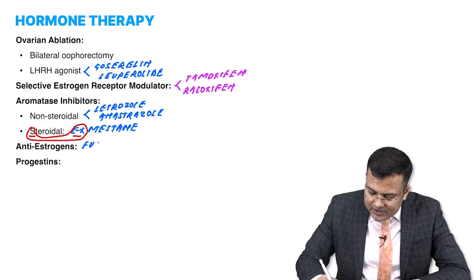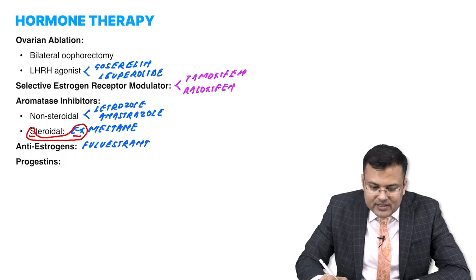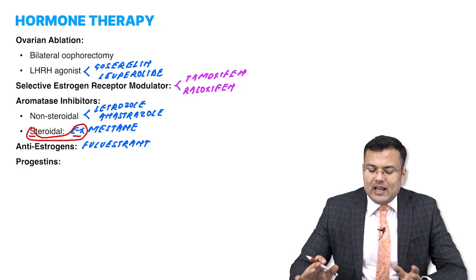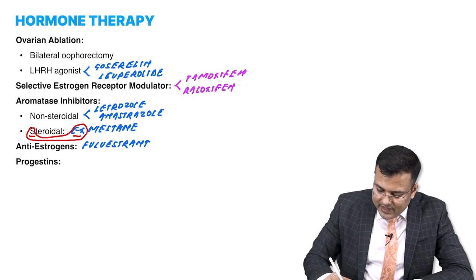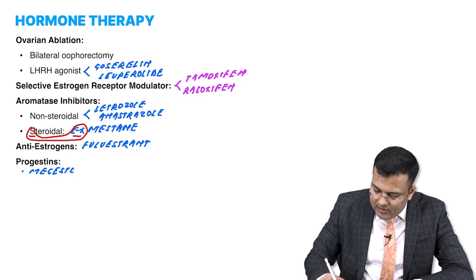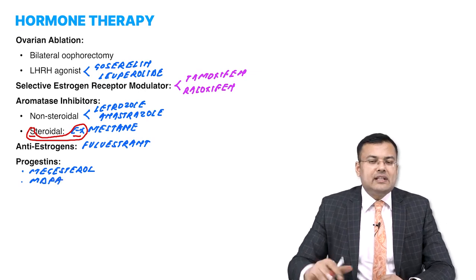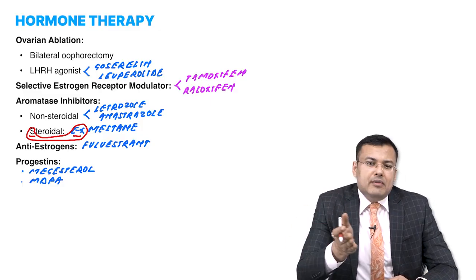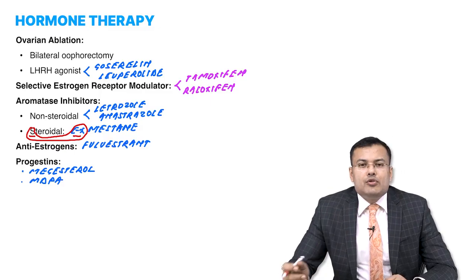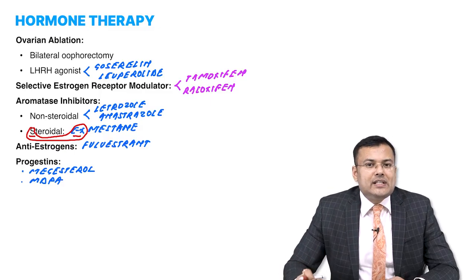Anti-estrogen, there is a single agent which you have to remember. The name is fulvestrant. And progestins, here we give megestrol and medroxyprogesterone acetate. So progestins, we give megestrol and medroxyprogesterone acetate. I'm repeating the question: what is the drug of choice for hormone therapy in premenopausal females? Tamoxifen. In postmenopausal females, it is aromatase inhibitors.